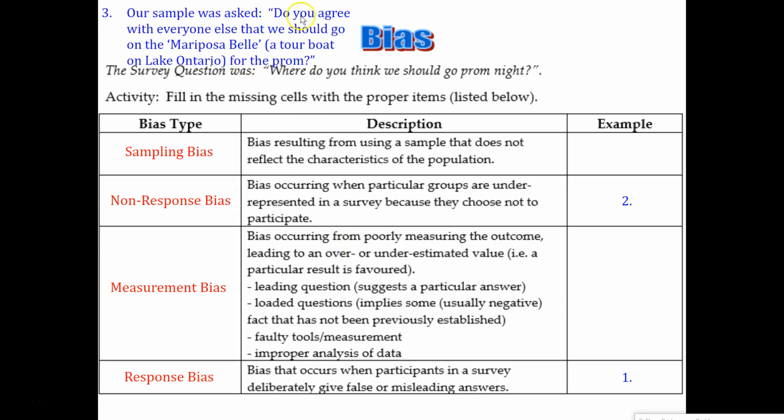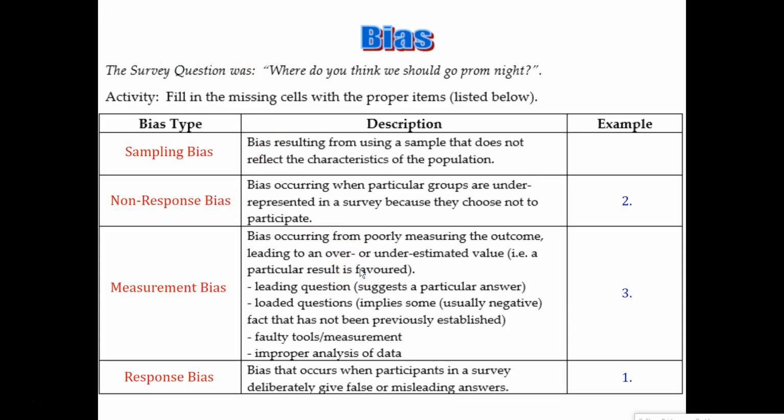Anyway, to get back on track, this represents measurement bias. So this here, do you agree with everyone else that we should go on the Mariposa Belle? That represents a leading question because it suggests a particular answer by saying, do you agree with everyone else? Some people might not want to say, no, I don't agree, because then they feel like they're being different than everybody else. So that is measurement bias.